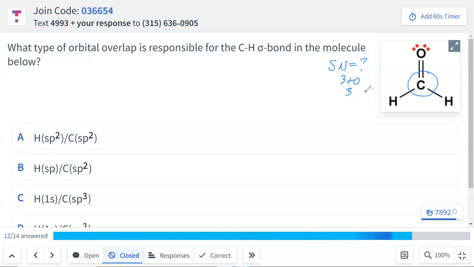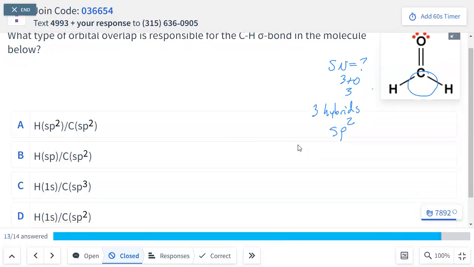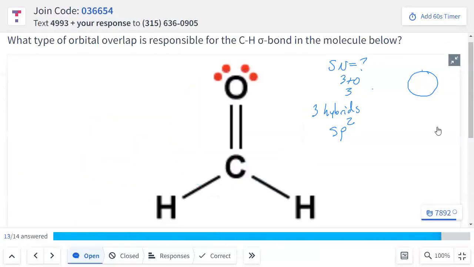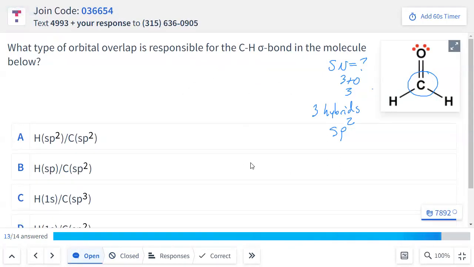Now, 3 as a steric number means 3 hybrid orbitals. So I got my S, I've got my P, and how many P's can go in there to give me 3? I already have the 1S. I'm going to need 2 P's to give me a total of 3. So this is sp2 hybridization that's being described by that carbon. So I've got the s orbital from the hydrogen. I've got the sp2 hybridized orbital from the carbon. Those are the two things that are interacting. And so my answer here is going to be D.